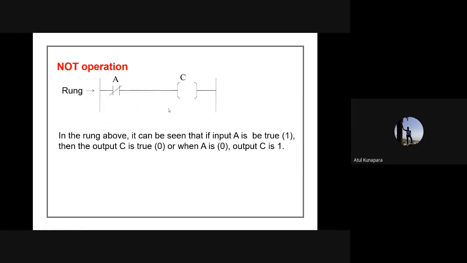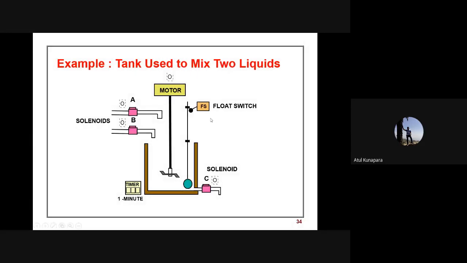Then the NOT operation. In the NOT operation, it is a reverse task. That means if I press the button, my output should go off, and if I'm not pressing the button, my output should be on. So this is the NOT task you can perform with the help of ladder logic like this. Now, to understand the basic working of the PLC, let us take one small example.